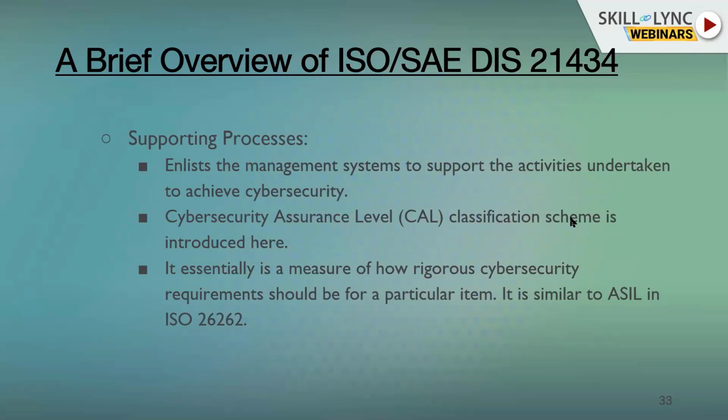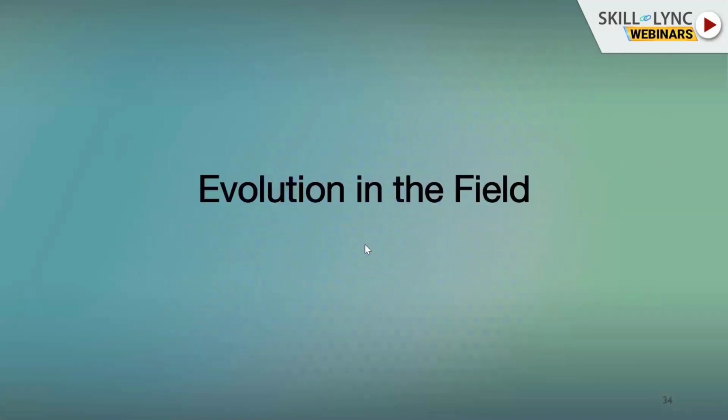The Cybersecurity Assurance Level classification scheme is defined, and it is essentially a measure of how rigorous the cybersecurity requirement should be for a particular item. If you have the CAL level and the SL level, you should be able to identify what level of cybersecurity and safety you need to implement. This is the ISO followed in the automotive industry, and it is considered the Bible to be followed.